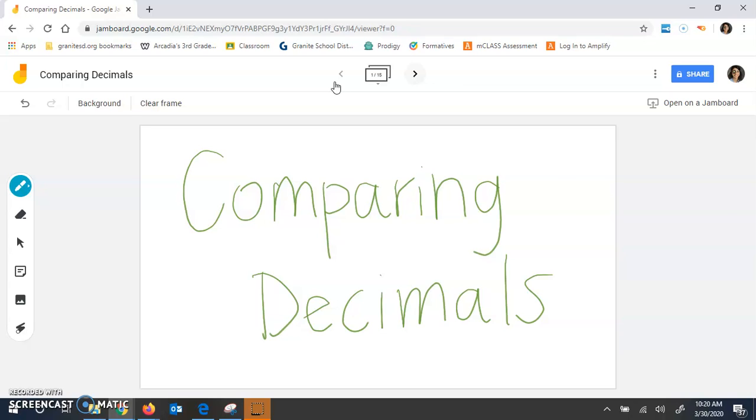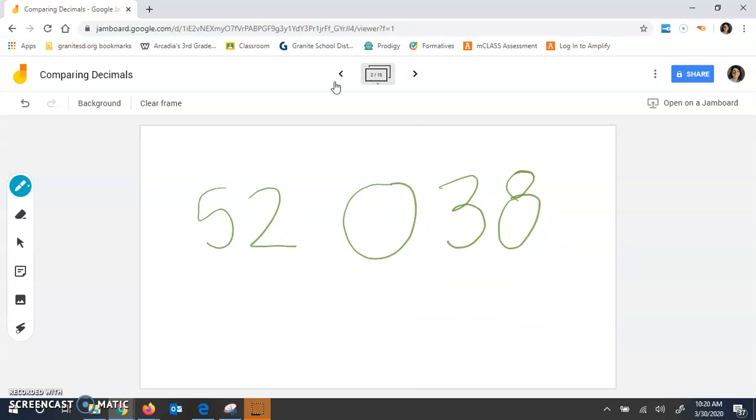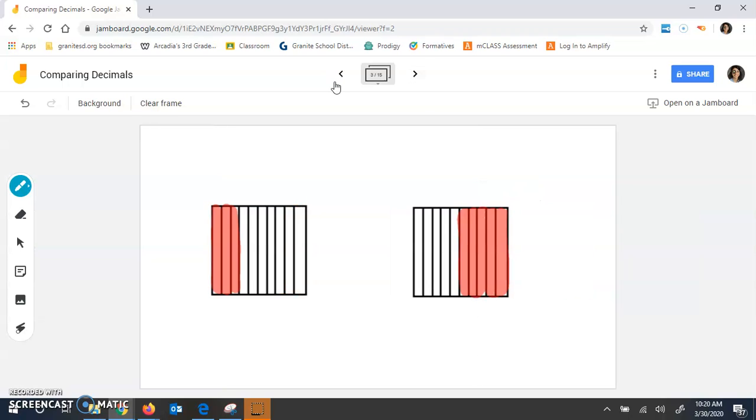So let's review real quick comparing. If I have these two numbers, 52 and 38, and a circle in between, I'm going to compare both of them. So 52 is greater than 38. So my alligator is eating my bigger number. You guys know this. I'm just reviewing it. And let's get started with some decimals.